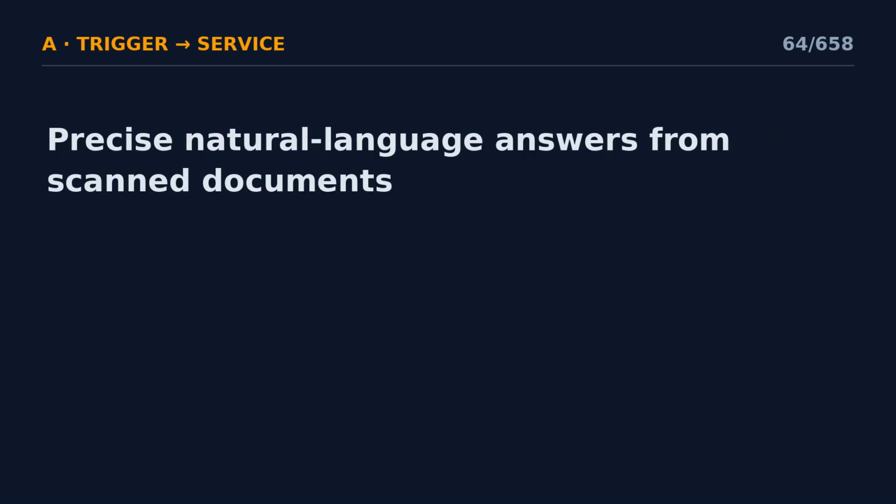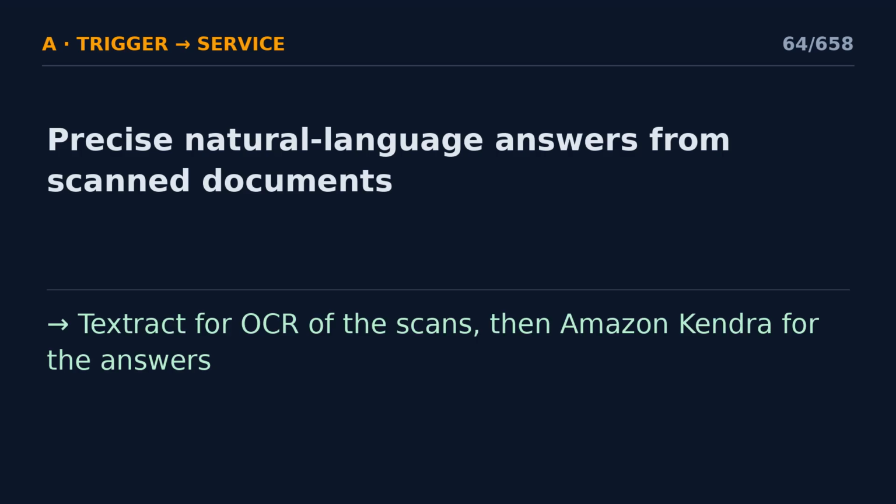Precise natural language answers from scanned documents. Answer: Textract for OCR of the scans, then Amazon Kendra for the answers.